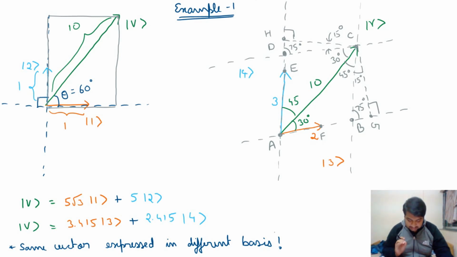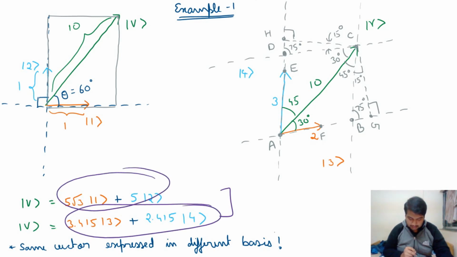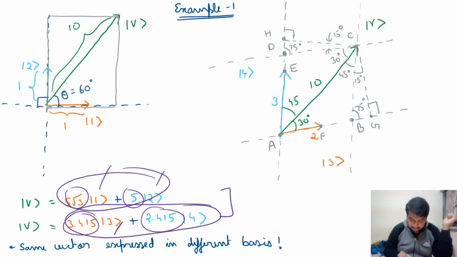So the main message here is that the choice of basis is very important, and that in turn will decide what are the components of the vector. So when you specify the components of a vector, you need to also specify the basis with respect to which the components are defined. So therefore, in this particular case, although these two expressions are giving you the same vector, you can see that their components are completely different, and the reason for that is that the choice of basis was different.